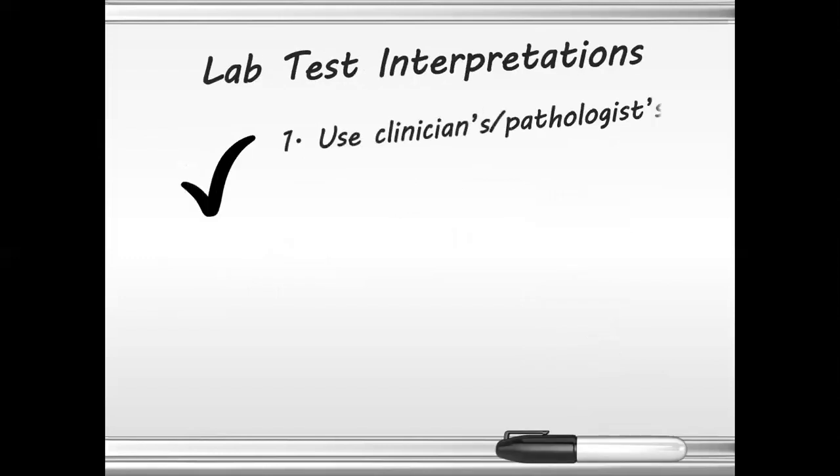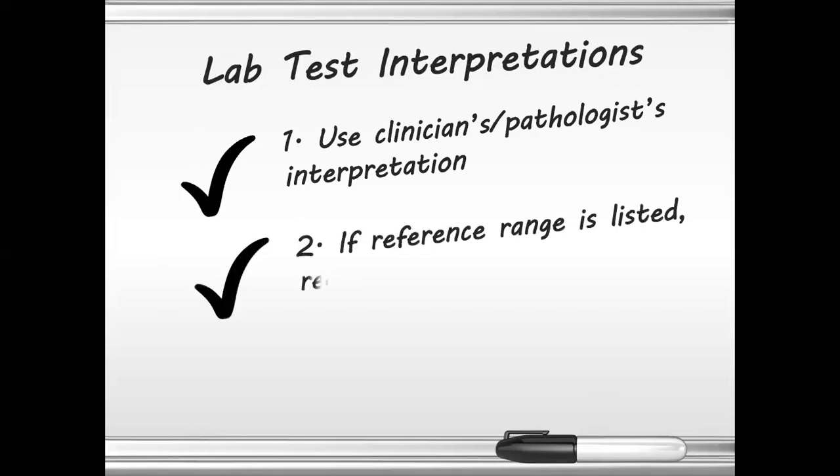When a data item asks for the interpretation of a lab test, code the clinician's or the pathologist's interpretation of the lab test as first priority when available. If there is no interpretation given by the clinician or pathologist, and the reference range for that lab is listed on the test report, on the results report, the registrar can use that information to assign the appropriate code. So you are being given permission to interpret the lab test results as long as the range is given on the report. So that's good.